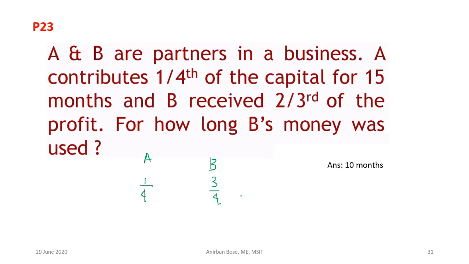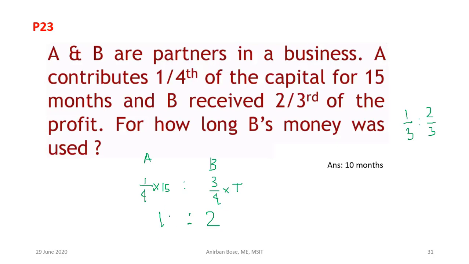And in terms of time, A used it for 15 months. For B, we do not know and we are interested to find that. Let us consider that as T. What we know is B received 2/3 of the profit. If B received 2/3 of the profit, then what did A receive? Definitely 1/3. So the profit ratio of A to B is 1:2.